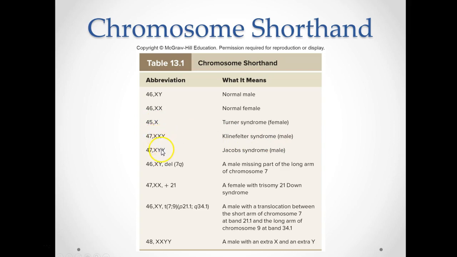And you can kind of see as we go down, these are, again, having extra chromosomes. We can even abbreviate individuals who have missing parts. So this is a male who happens to have a deletion on the long arm of chromosome number 7. Okay, so again, not to get too caught up in this chromosome shorthand, but it's sort of an easy way to be able to talk about, again, these chromosome abnormalities and sort of abbreviate them.